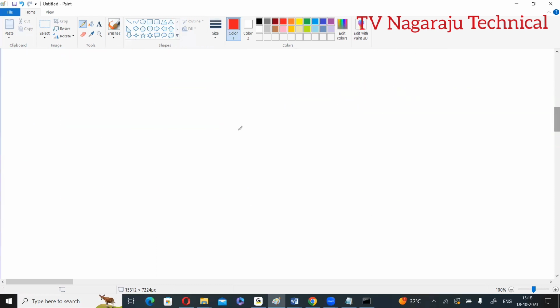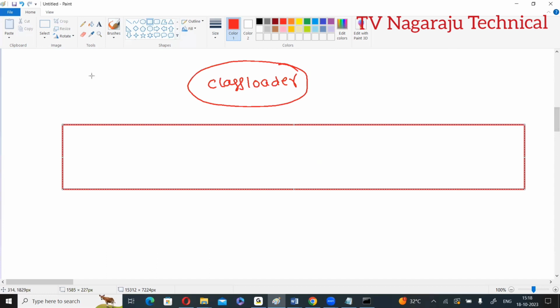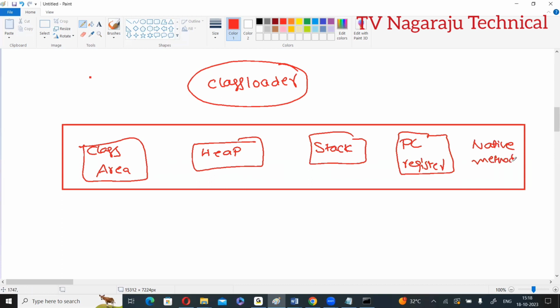Now, simply, JVM consists of a class loader, along with different memory partitions: class area, heap area, stack area, program counter register, native method stack. This is the second part.